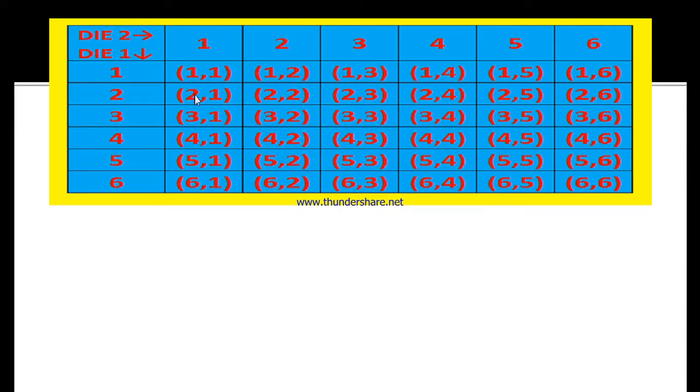Similarly, the first die score may be 2 and the second die score may be 1. First die score may be 3 and the second die score may be 1. In all these ordered pairs, the first value always represents the score on the first die, whereas the second value represents the score on the second die. These are the second die values.